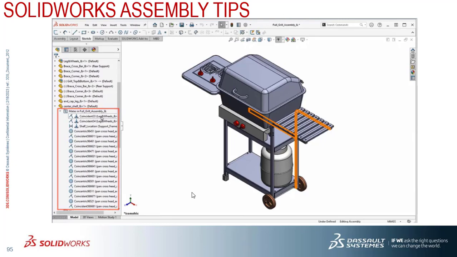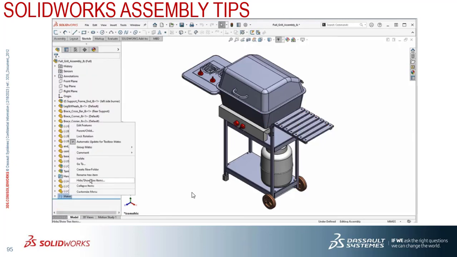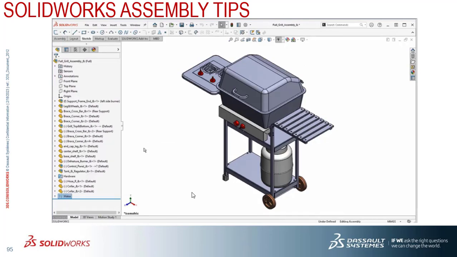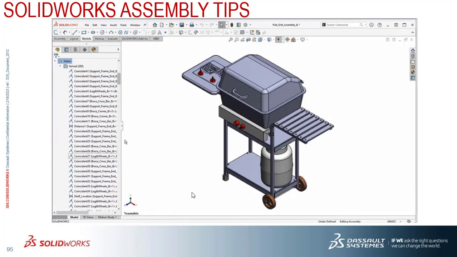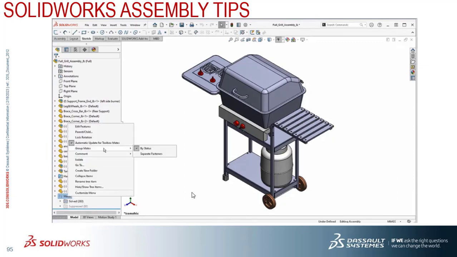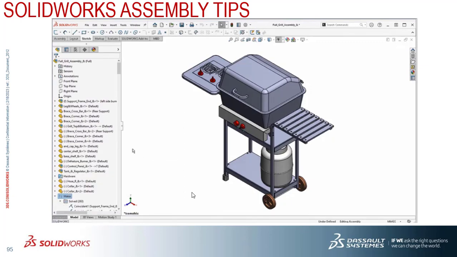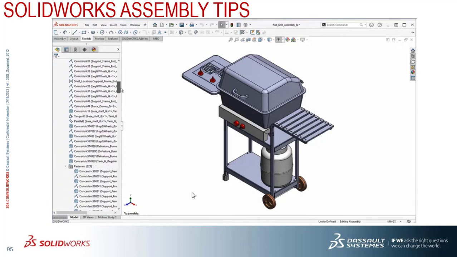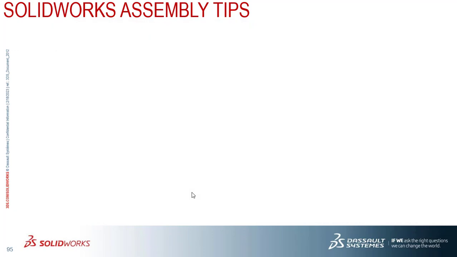You can also see the different mates available. You can also group them according to their status. If it is a solved mate, it will be grouped in the solved mates folder. If it is a suppressed mate, it will be grouped in a suppressed state. So you can use this to minimize your feature manager design tree. If it is a fastener mate, you can also group that in a fastener category.